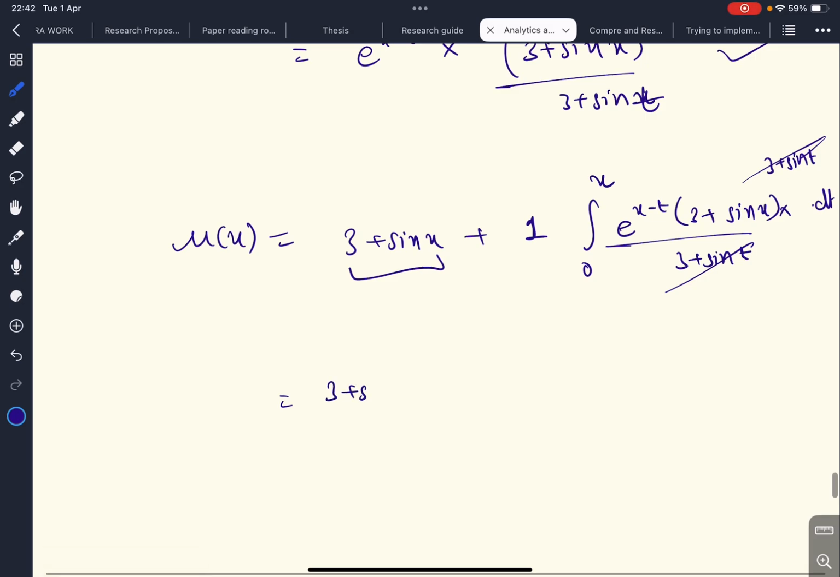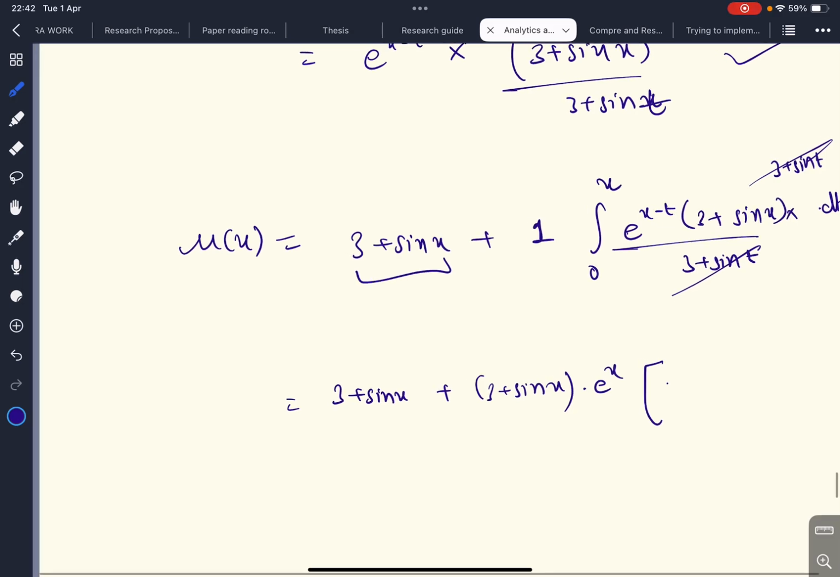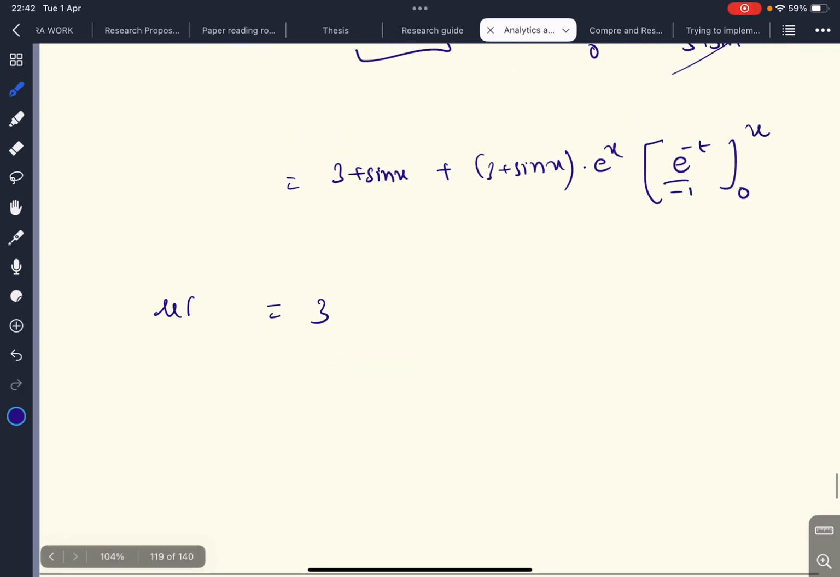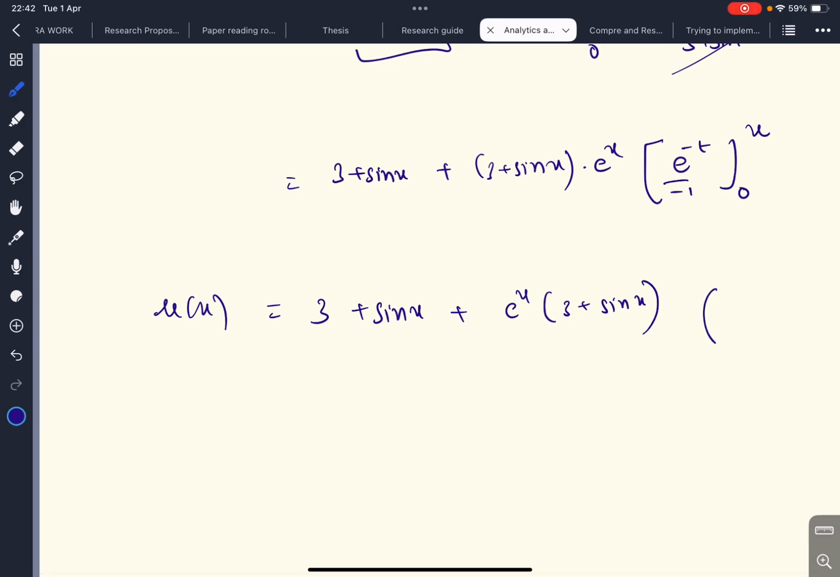Now you can take it out: plus (3 plus sin x) can come out because the integral is in t, and e to the power x can also come out. When you integrate with respect to t, e raised to power minus t gives e raised to power minus t with a negative sign, from 0 to x. So your u(x) will be 3 plus sin x plus e to the power x into (3 plus sin x) into (minus e to the power minus x plus 1). So this is your answer.